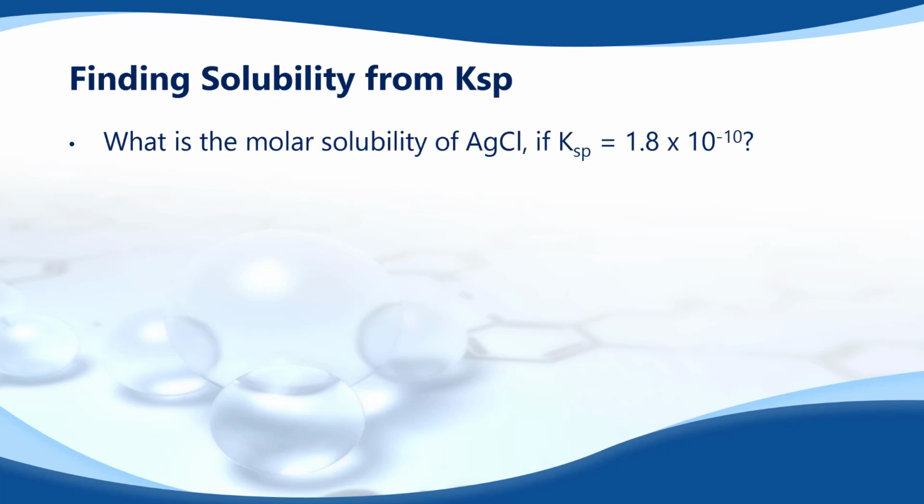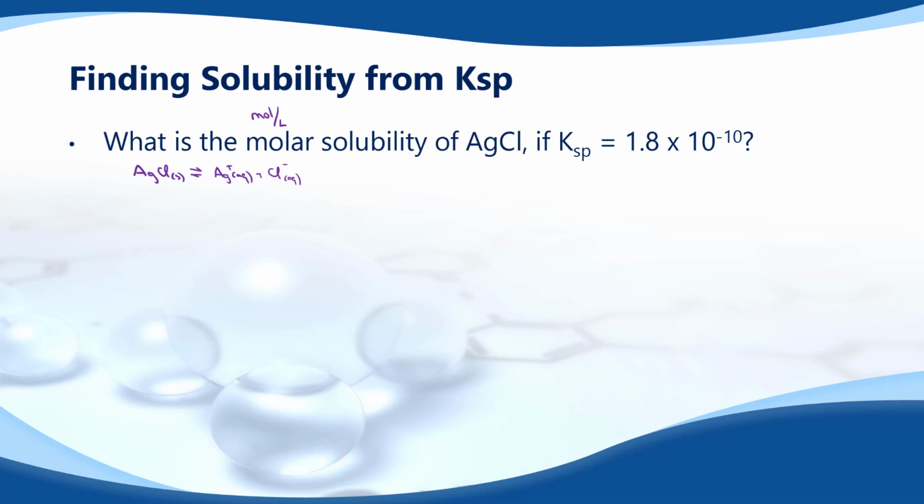All right, so here's our first type of basic problem. We want to know how soluble a substance is. So we want to know the molar solubility, so we're talking about moles per liter, or molarity, of AgCl given this Ksp. Right, so we'll write out our expression. AgCl solid gives Ag+ and Cl-.